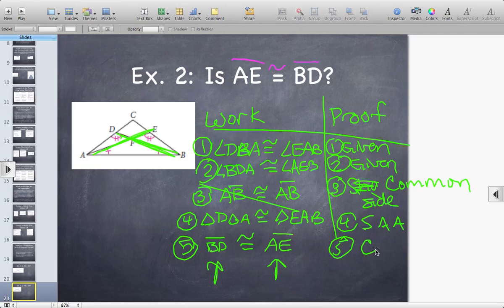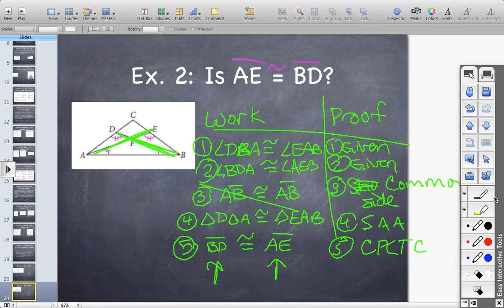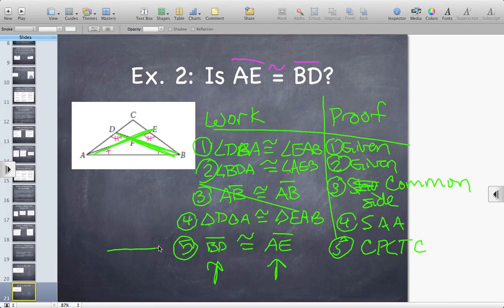And again, that's the rule we're going to use: corresponding parts of congruent triangles are congruent. So that proves this statement here. This is the final answer. And notice that it's a yes or no question, but you can't just say yes or no. You have to prove your answer. You can't just say yes, and that's it. Tell me why it's yes. If it's no, tell me why it's no.